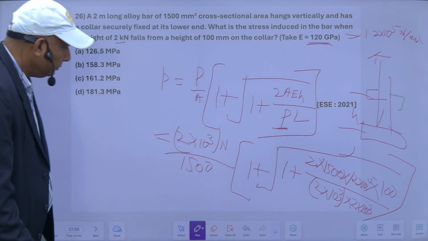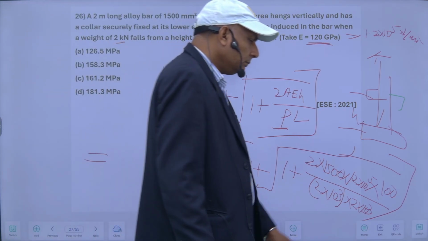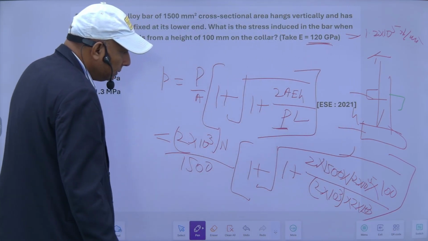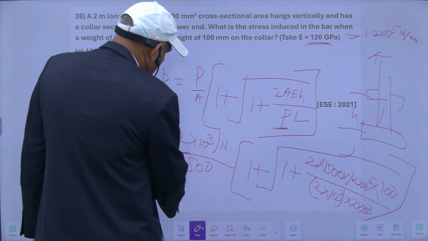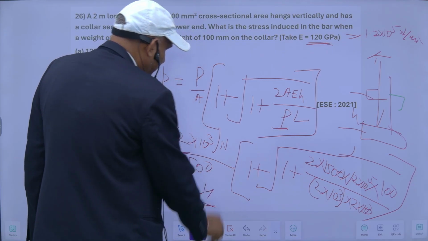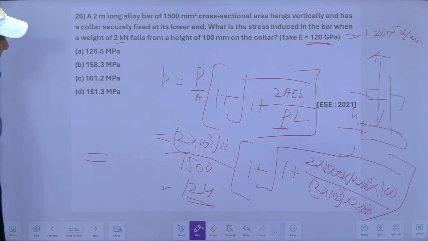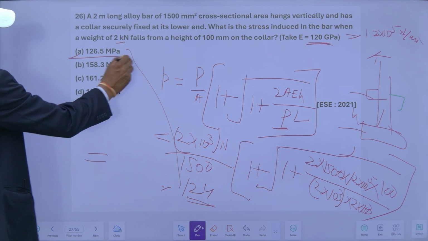So when you solve this, you will get, after this solution, approximately somewhere 120 something, 24 something. So in this case, the closest answer is this one. So the correct answer is this one.